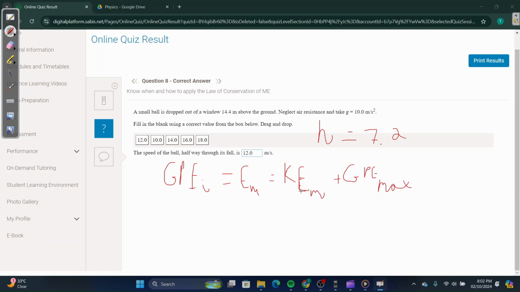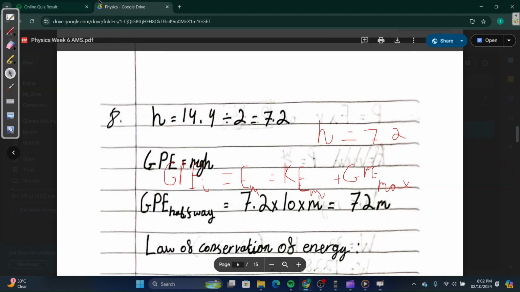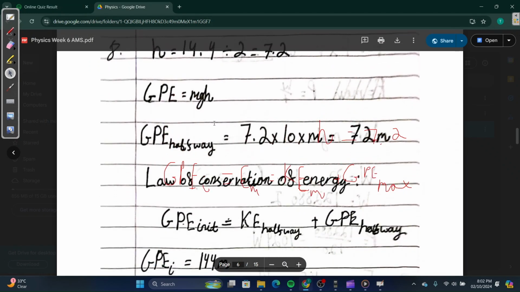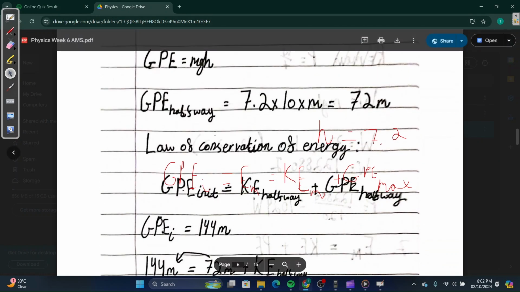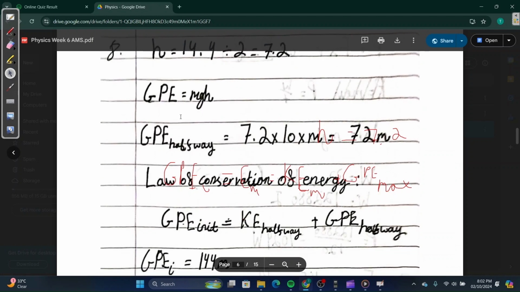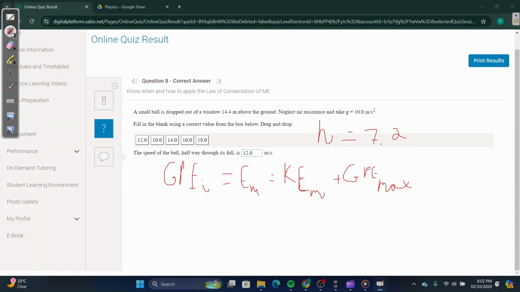This means that, let me just make sure this is correct. I wrote it in a different way here, but whatever. Now you have your mechanical energy. Mechanical energy, as I mentioned, at the halfway point means that the KE and the gravitational potential energy are equal.